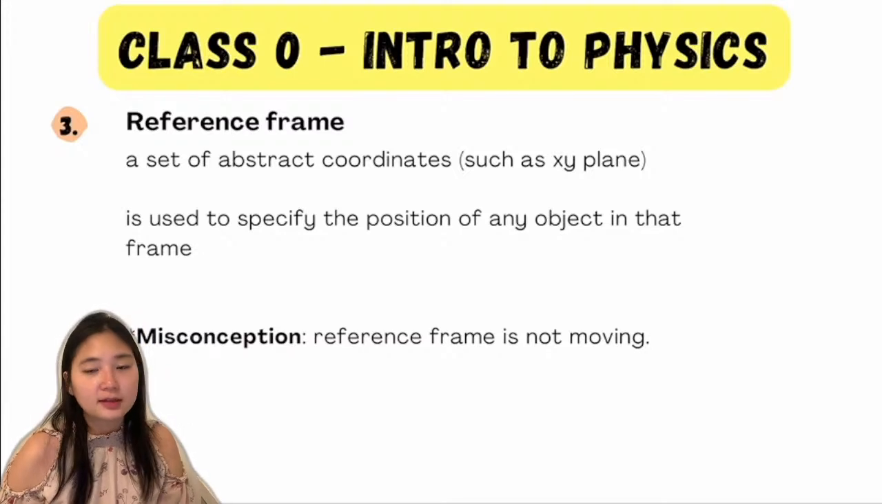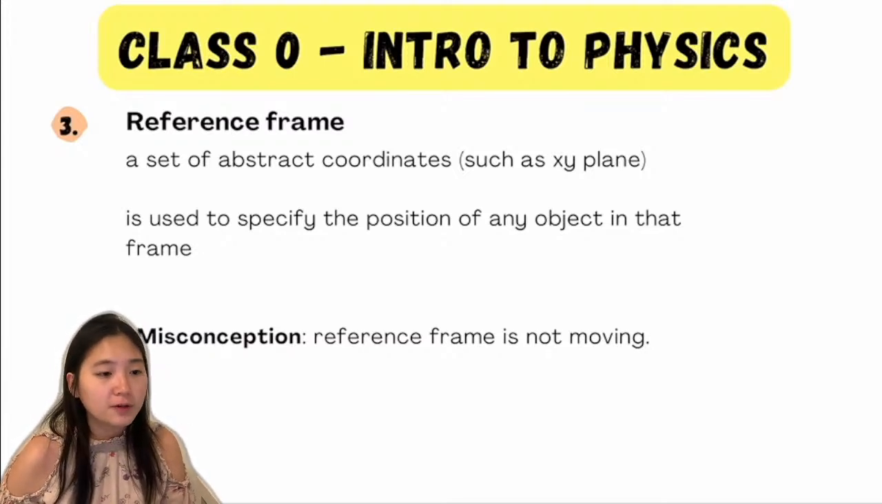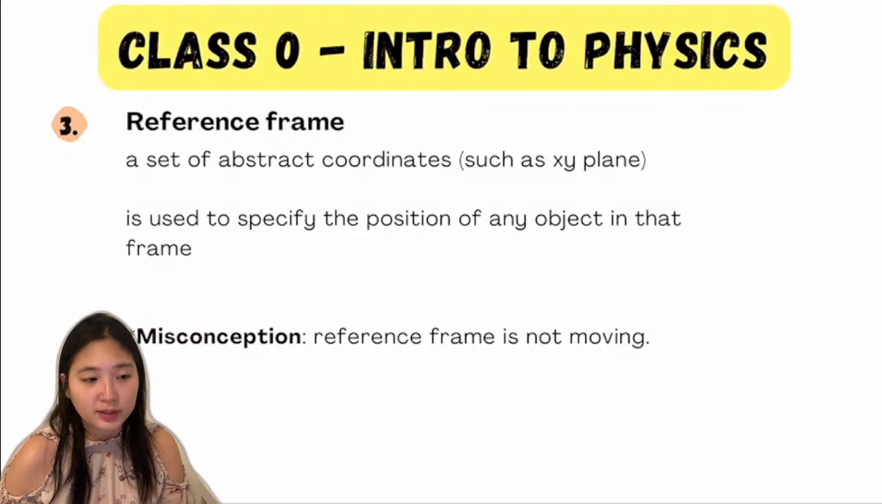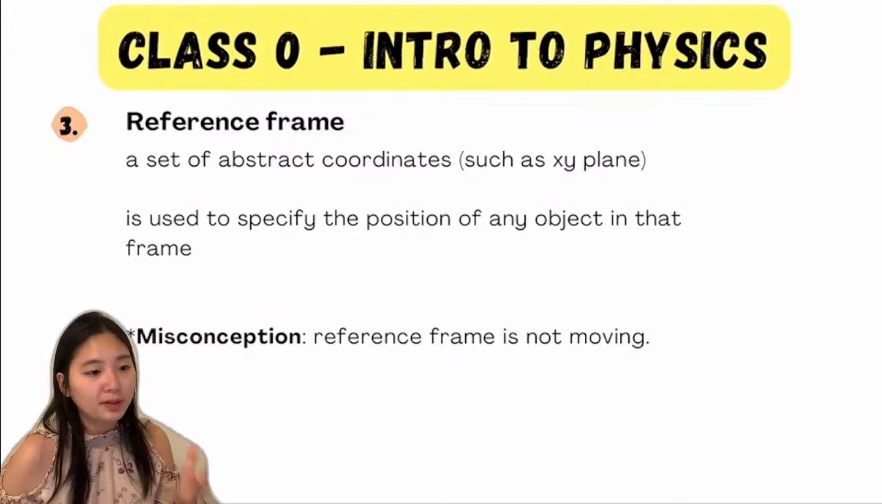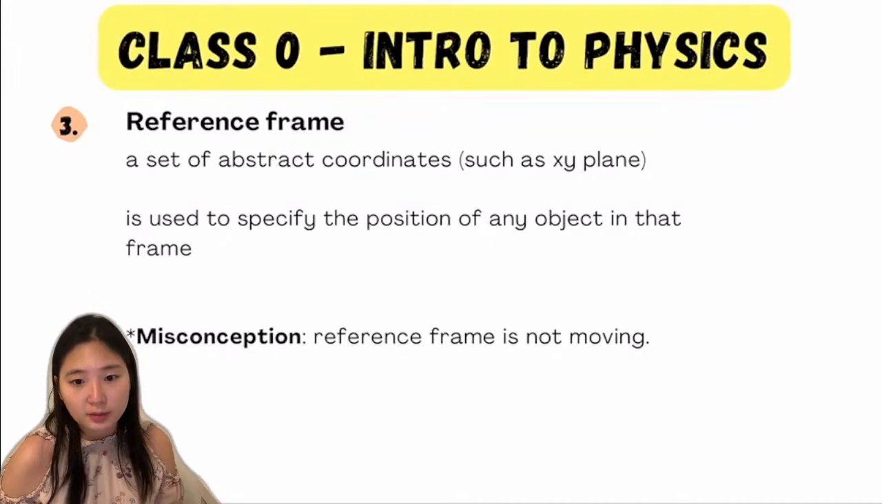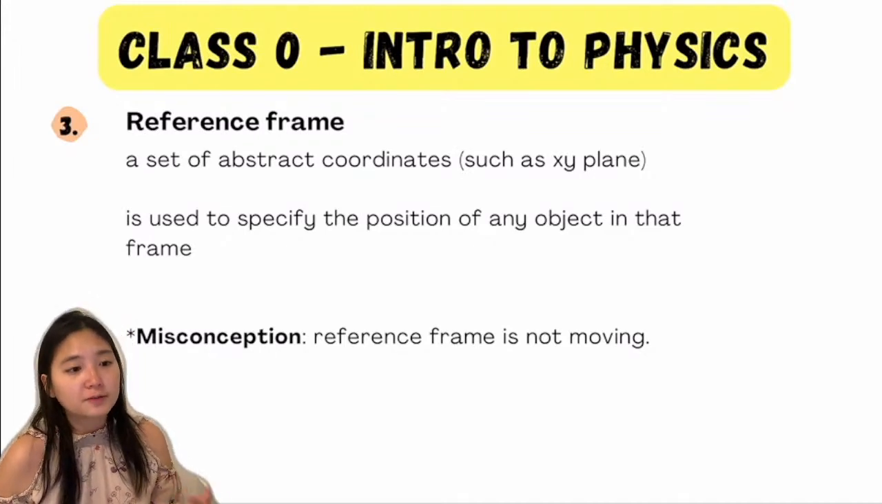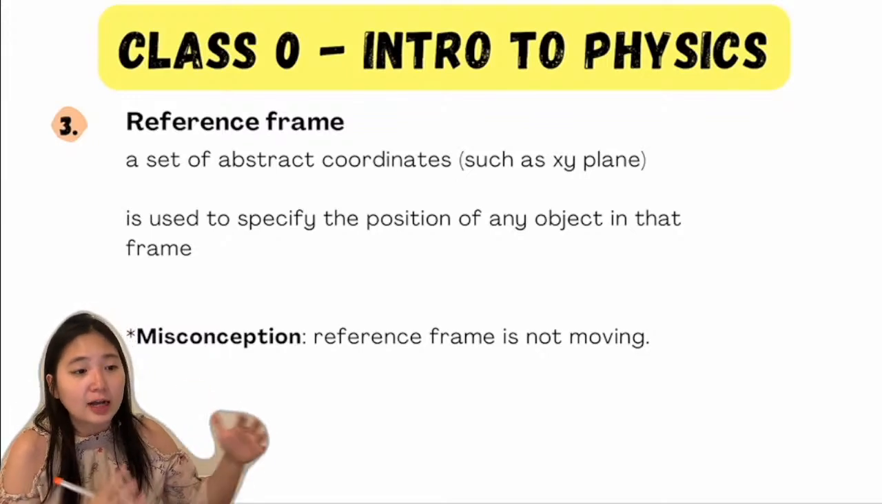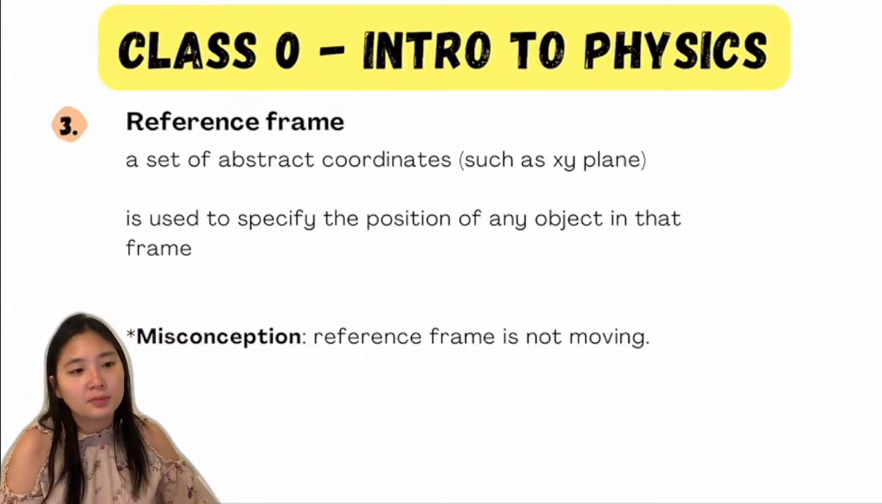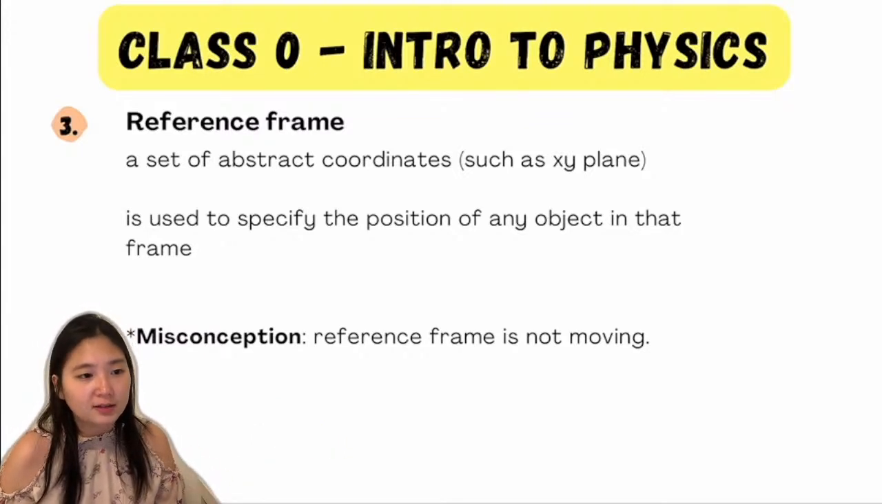Okay, and next, that's reference frame. So reference frame is also really, really important in AP Physics. And if you can properly set the reference frame, then it's going to be much easier for you to solve some of the kinematics problems. Okay, so a reference frame is a set of abstract coordinates. What we mean by abstract is, think of it as imaginary. It's not something that actually exists. So you can just arbitrarily define it. It's an abstract coordinate such as an xy plane.